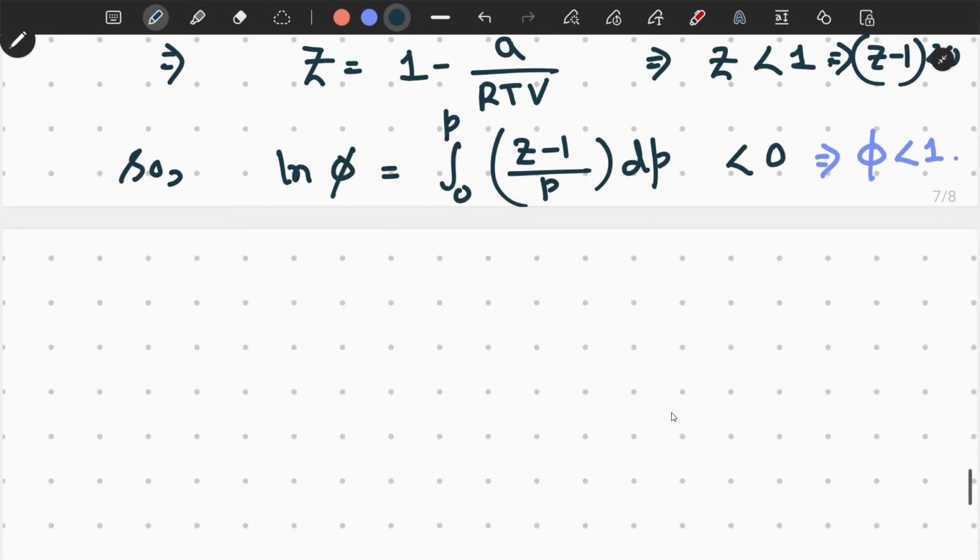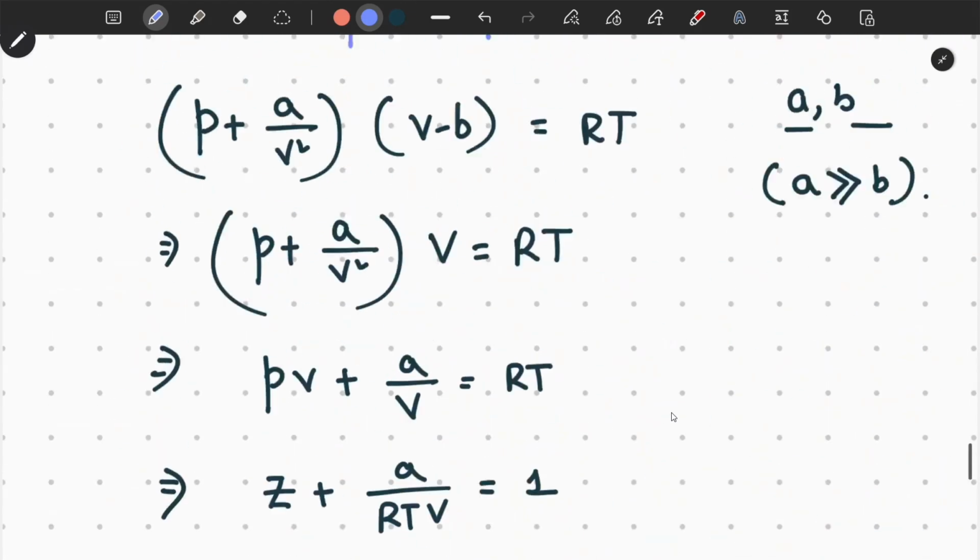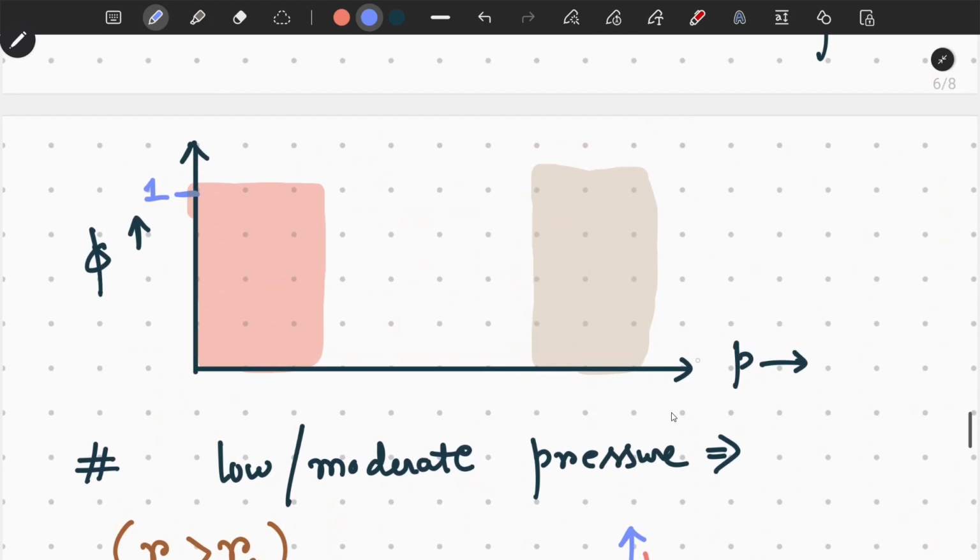Now the second case. What is the second case? That is the high pressure. So you see, in this region, let me draw it like this.